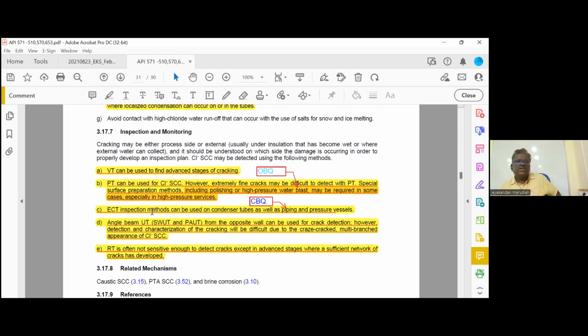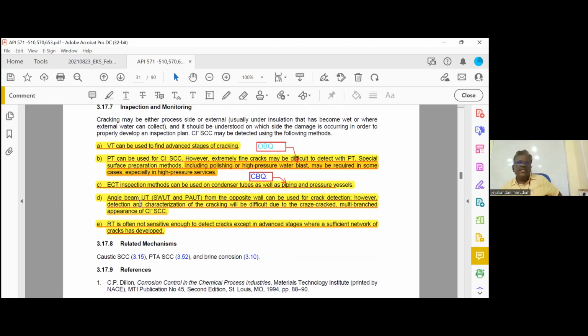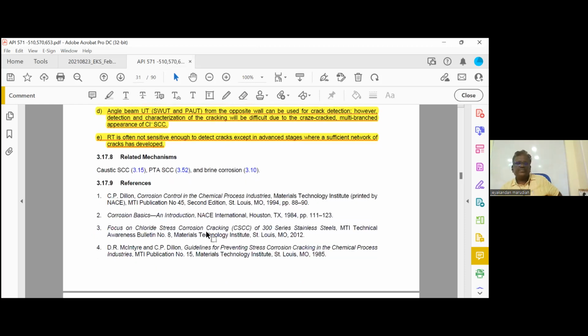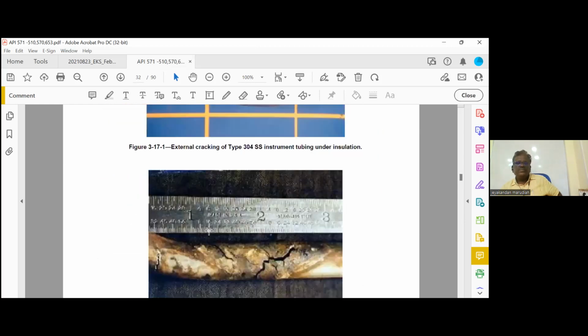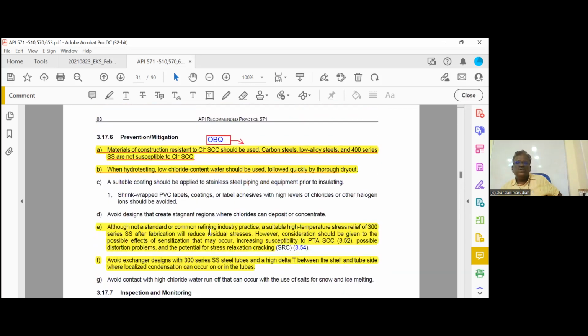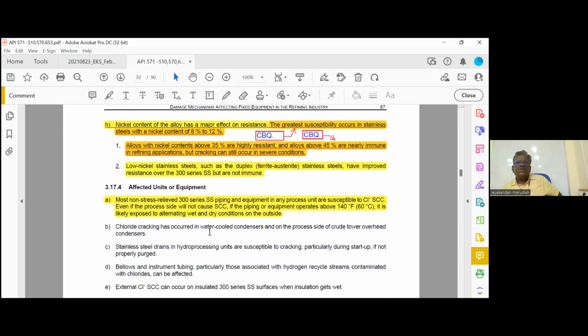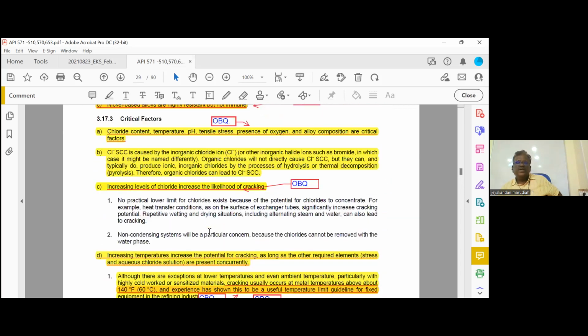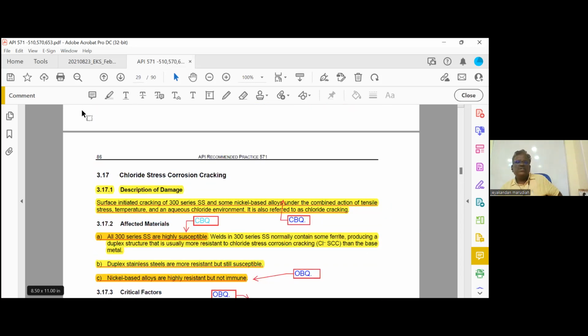Then C is important. The ECT inspection method can be used on condenser tubes. That is important. Eddy current testing. Then D, angle beam UT, shear wave UT, PA from the opposite wall can be used. RT is often not sensitive enough to detect cracks. So 13 questions we mark.